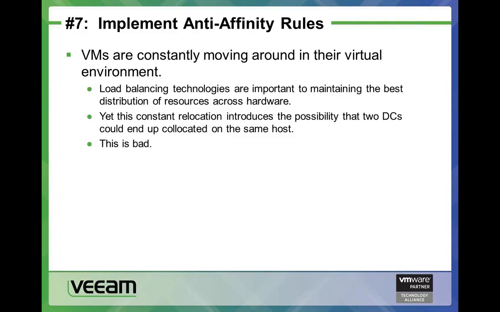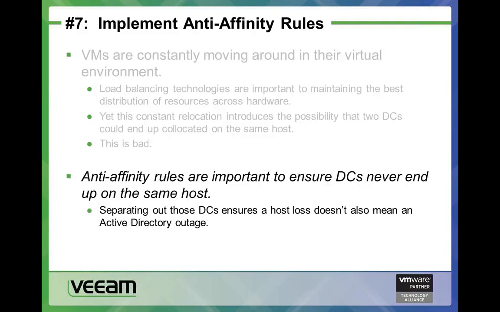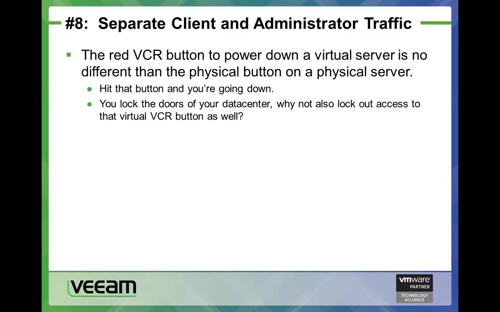Right? And if those two domain controllers end up on the same host and that host fails, well, you've lost your Active Directory. So go into your virtual platform and set up an anti-affinity rule. This can be done in both VMware and Hyper-V. It's a little easier to do inside of vSphere. But set up an anti-affinity rule to ensure that your domain controllers are never going to end up on the same host, so that you simply prevent the situation where the loss of a single host is going to mean an Active Directory outage.